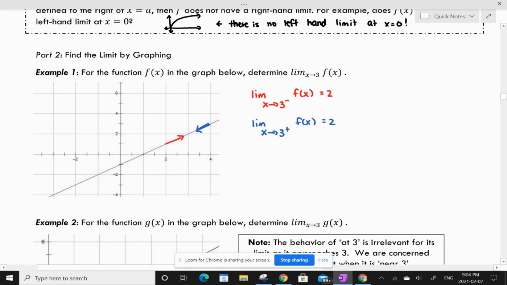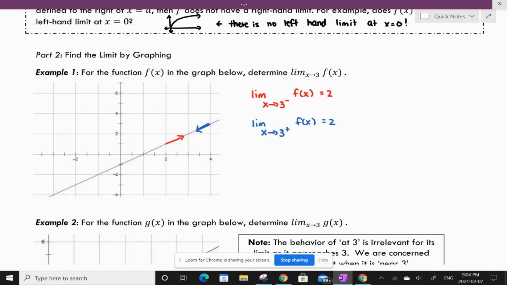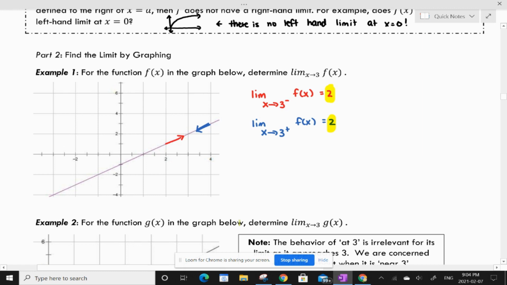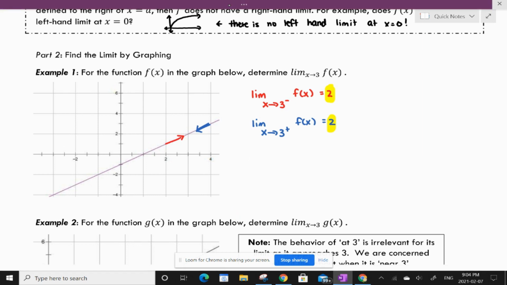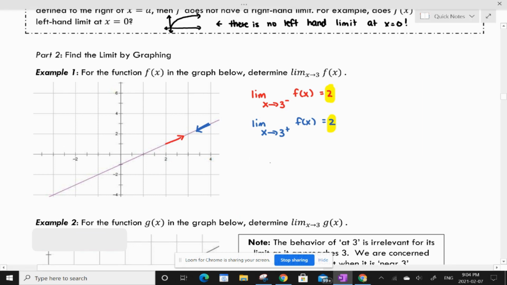If you take a look at your right-hand side limit and your left-hand side limit, are they the same number? In this particular case, it is. So that means that the limit exists. Therefore, the limit as x approaches 3 of f of x is equal to 2. The limit exists here because coming in from the right-hand side and from the left-hand side, we're going towards that common y value.